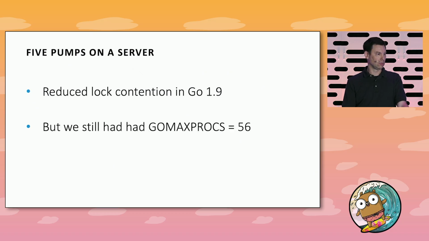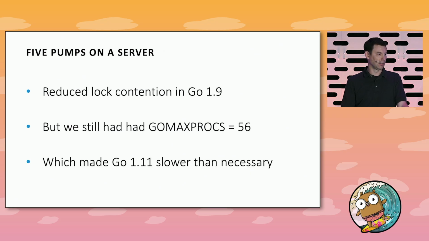But also, we had never changed the value of GOMAXPROCS. The default is your number of CPUs. It was still at 56 for all 5 of our processes. So now they're all competing for the same CPUs and kind of overcommitted, right? So that made Go 1.11 slower because we were doing more work stealing on a bigger pool of Ps for each process. So we had this idea.